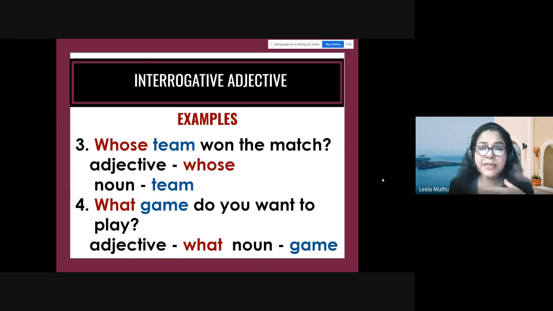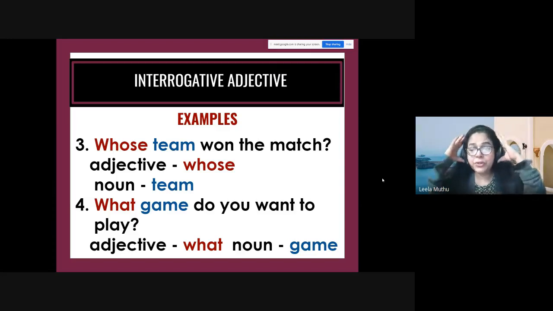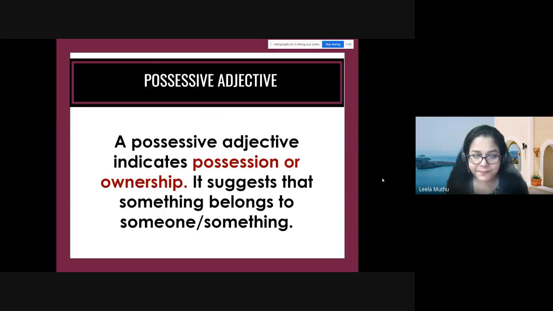Whose team won the match? Whose followed by the noun team. Therefore, interrogative adjective being used to ask a question. What game do you want to play? What followed by the noun. Interrogative adjective. So now we finished all those different adjectives. We finished adjective of quality, adjective of number, adjective of quantity. We finished demonstrative adjective, interrogative adjective, and now we're going to talk about possessive adjective.